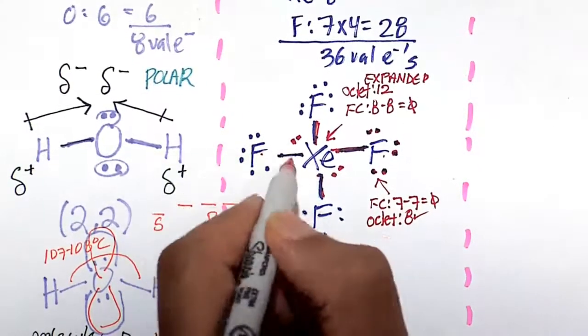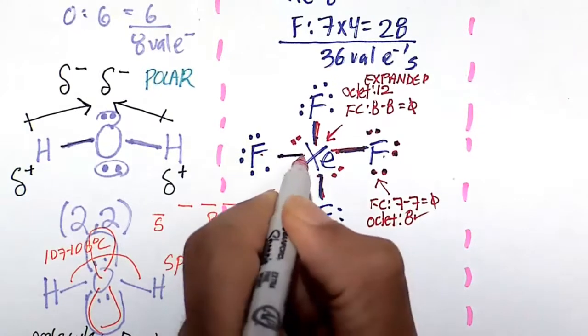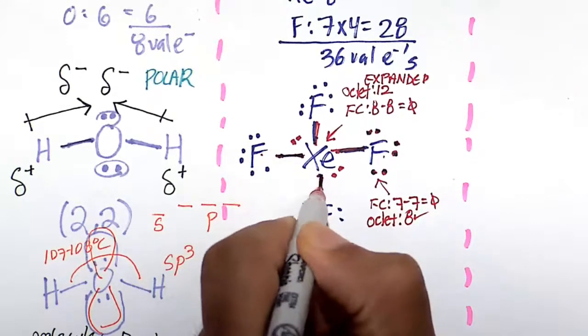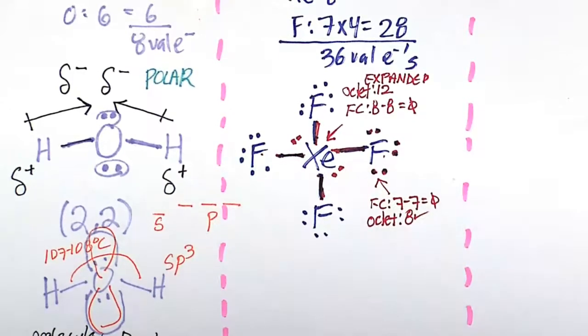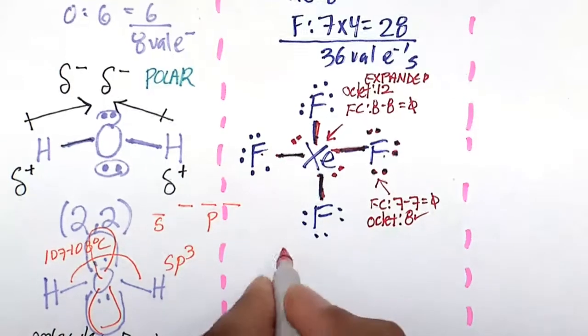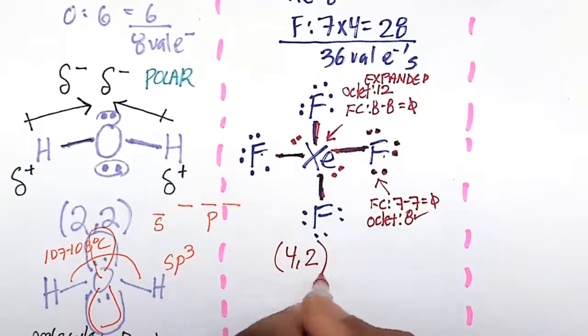It has, let's see here, 4 bonds. Look at the xenon now, the central atom, 4 bonds. Bond 1, bond 2, bond 3, bond 4. It has 4 bonds. They just all happen to be single. 4 bonds, and then I have 2 lone pairs. 4 bonds, 2 lone pairs.